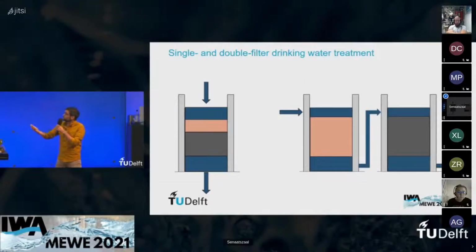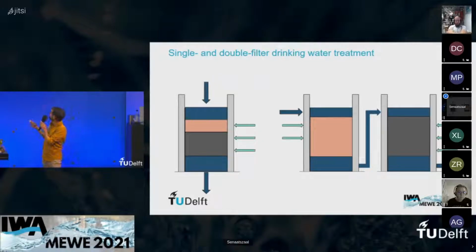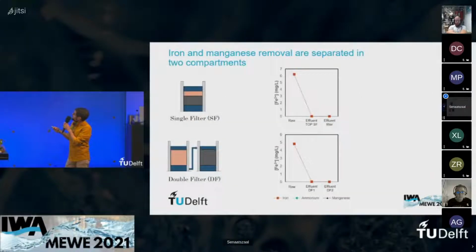You have two different compartments in both cases. So to understand where the removal of each component happens, we took samples, solid and water samples, along the height of the filters. Three in most of the cases, in this case only two because it was not possible to sample deeper. And let's see where the contaminants are removed.